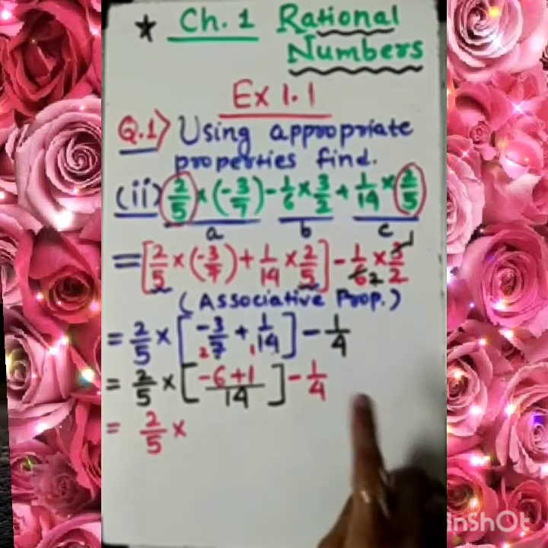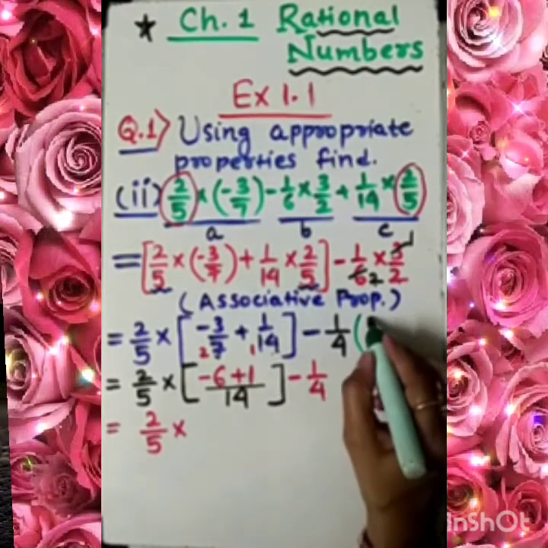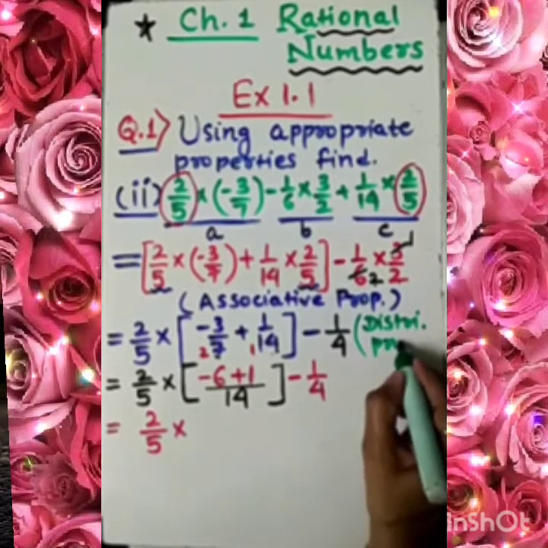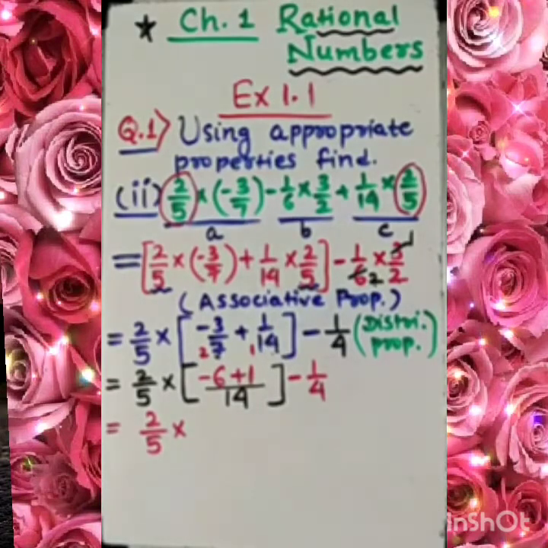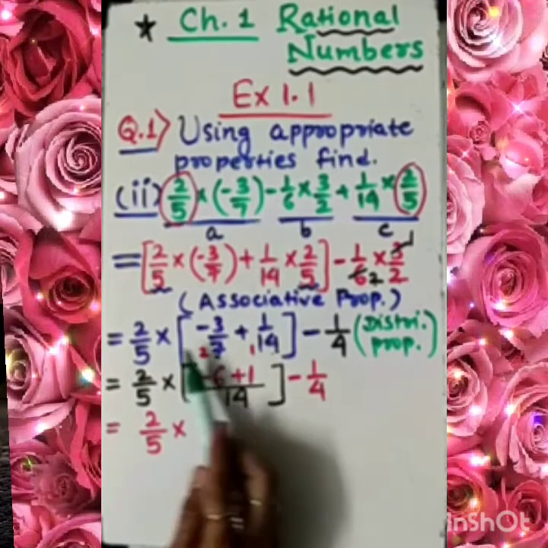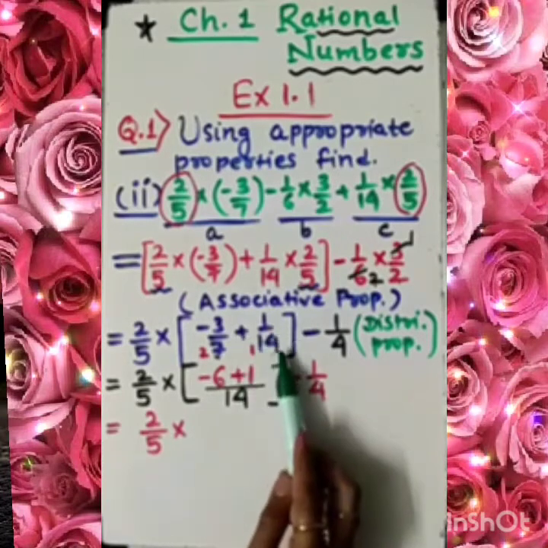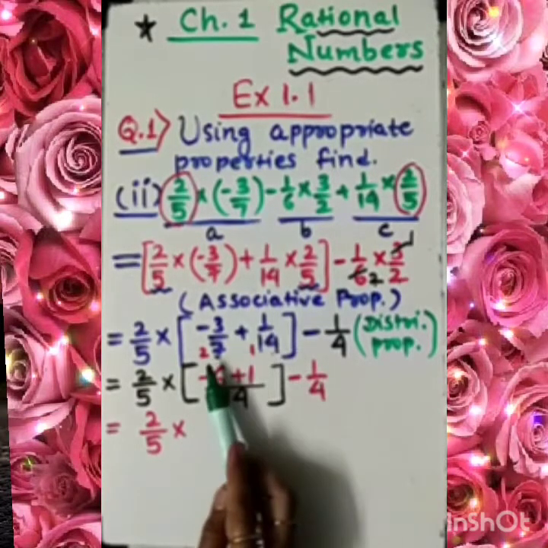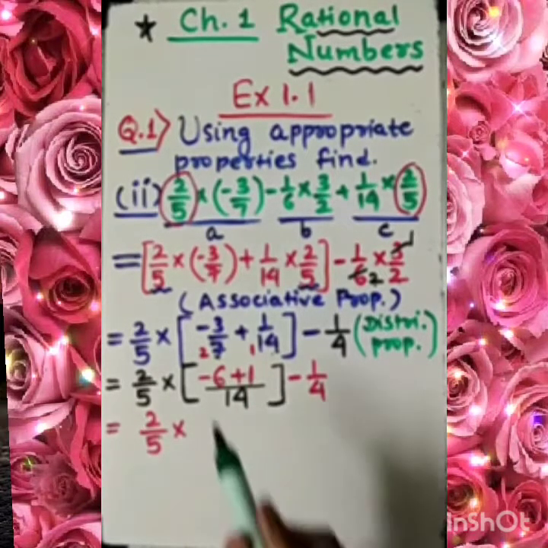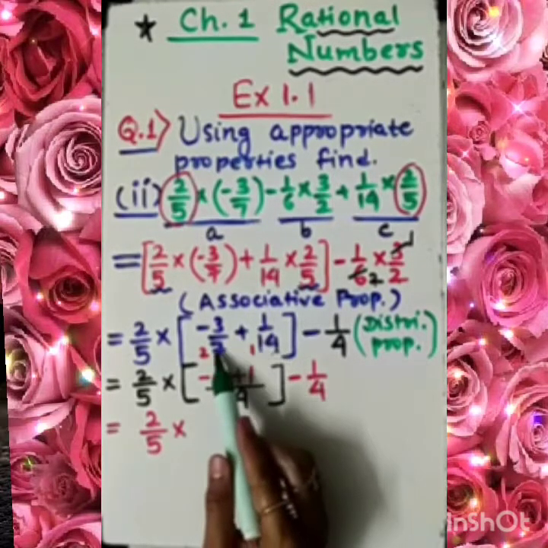Fine. Please dear student, mention here for this also the distributive property. Here we are applying the distributive property. In short I am writing distributive property. Now how to work it out? As I have taken 2 by 5 common from these two terms, minus 3 by 7 is left inside and here 1 upon 14 is left. Fine. Now what is the LCM of 7 and 14? Because they are unlike fractions, let's convert them into like fractions. So for that, taking the LCM.